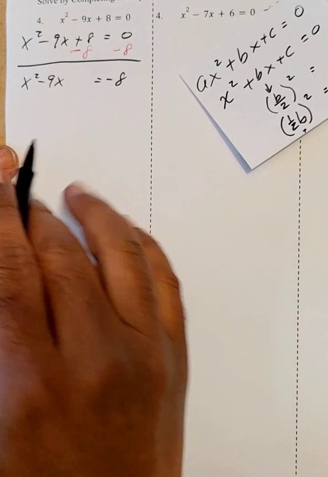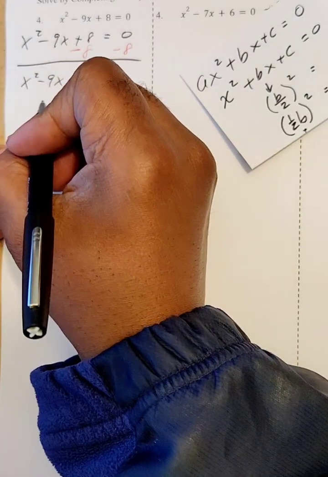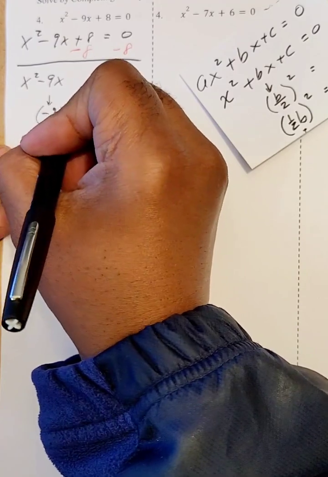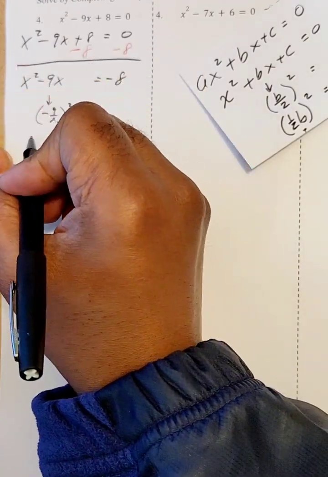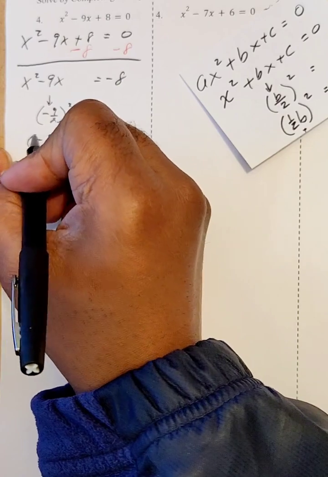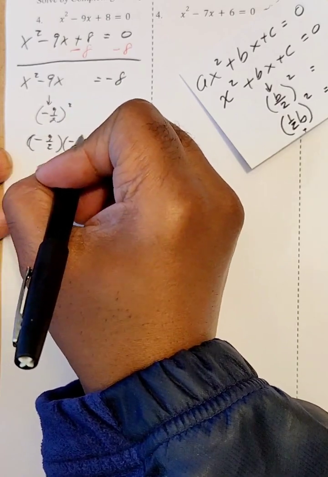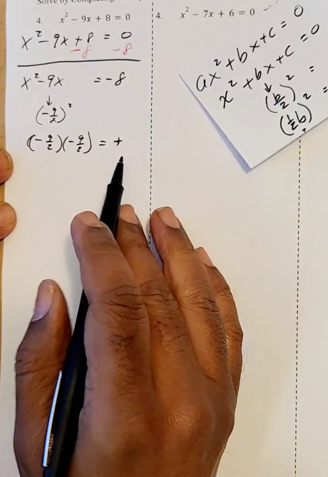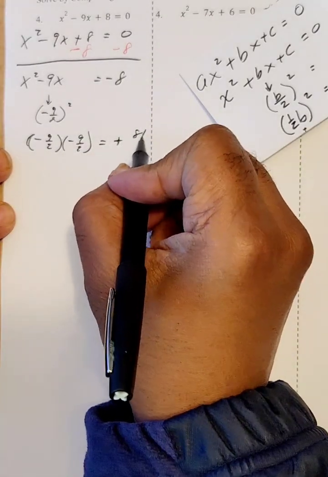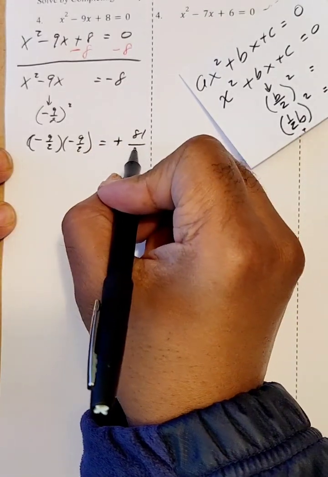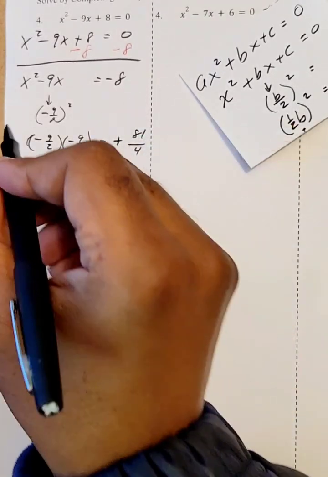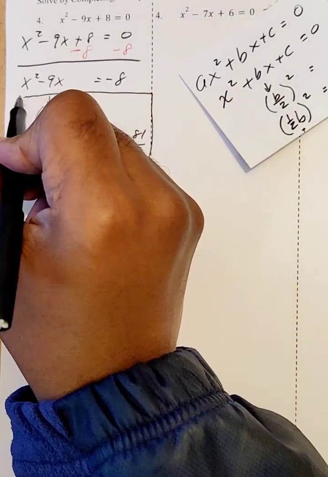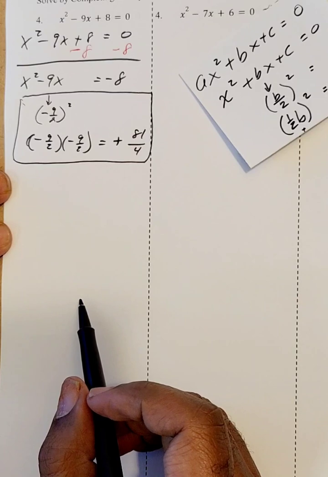Okay, now from here, we're going to start completing the square. We're going to take the negative 9, put it over 2, and then square it. Now, this is actually negative 9 over 2 times negative 9 over 2. And negative times negative will give us a positive, and 9 times 9 will give us 81, and 2 times 2 will give us 4. Okay, that finds the square that we need.